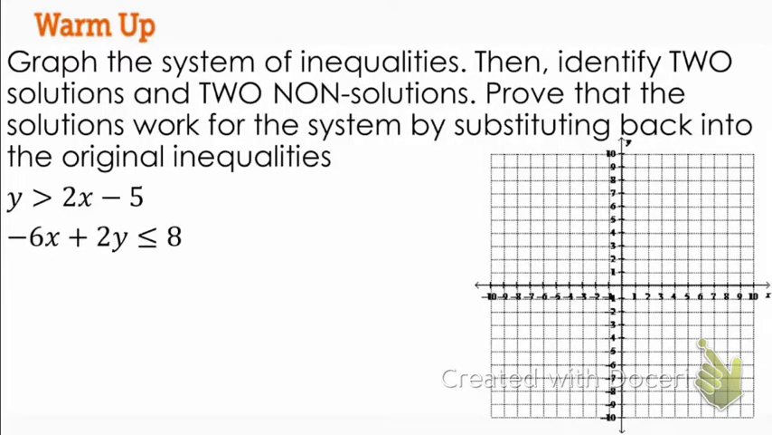So we need to graph two inequalities. We're going to select 2 points that are solutions to the system, 2 points that are not solutions to the system, and we are going to prove that our 2 points that are solutions work in both of those original inequalities. All right, so looking at these, first inequality, this guy right here, is this in a form where I can just graph it? Yes.